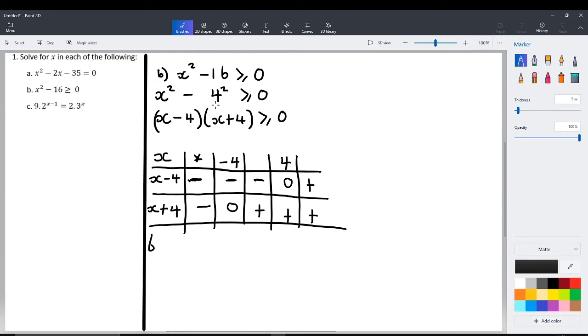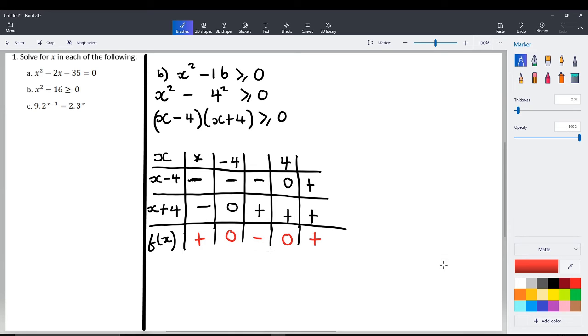Then I'm now going to work out the overall signs for my function. My function here is a combination of the two brackets. A negative and a negative gives me a positive. A negative and a 0 gives me a 0. A negative and a positive gives me a negative. A 0 and a positive gives me a 0, and a positive and a positive gives me a positive.